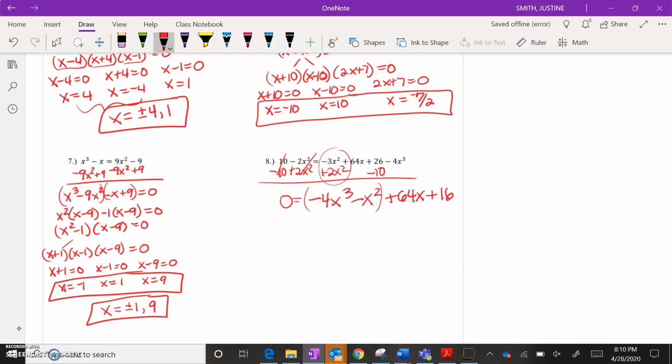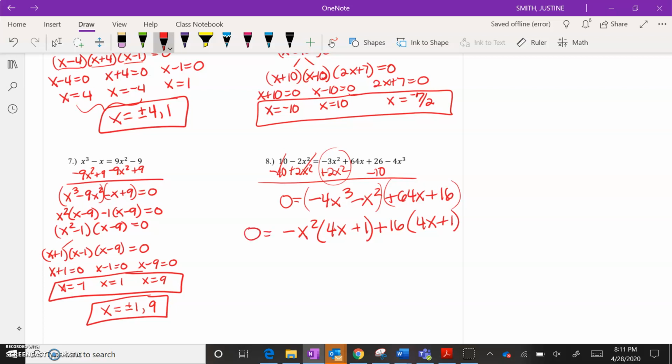Okay, so I'm going to group these again because it has 4 terms. So first I would take out a -x squared to get 4x plus 1, okay? And then I would be taking out a 16 to get 4x plus 1.